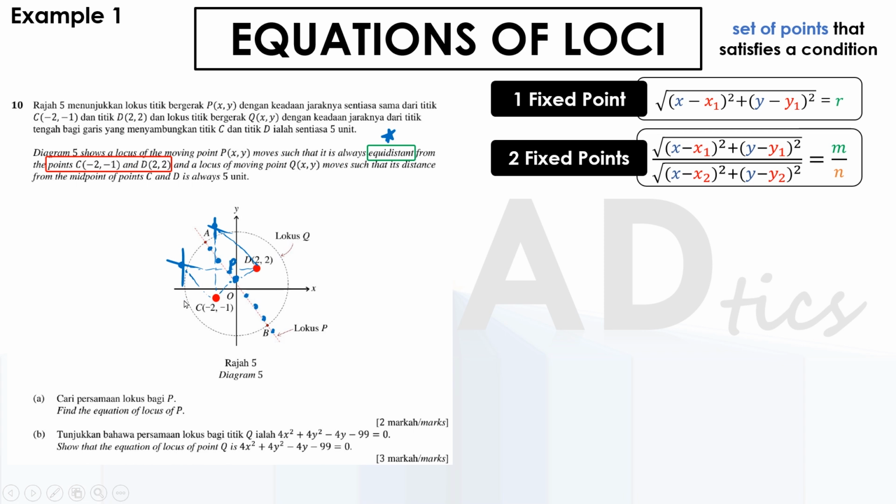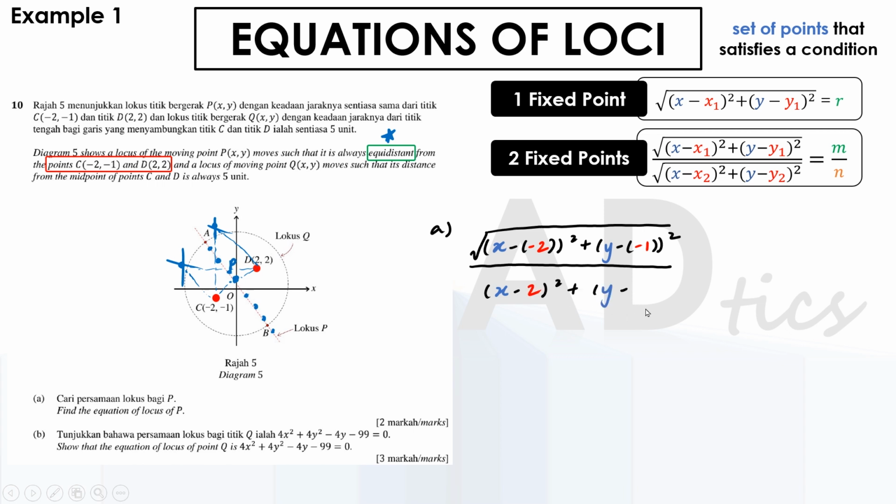Let's assume C is the first one, D is the second one, and then let's use the formula here. So x will remain as x, minus the first fixed point's x coordinate, which is -2, and then y minus the y coordinate, which is -1, and then I square root. Then the denominator will be the same thing as well, I just substitute x coordinate, which is 2, and y coordinate, which is 2.